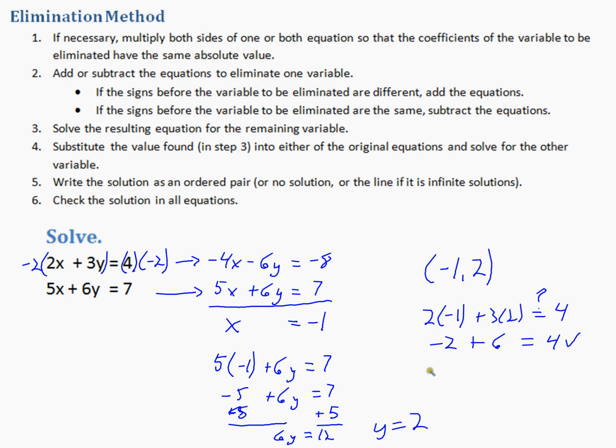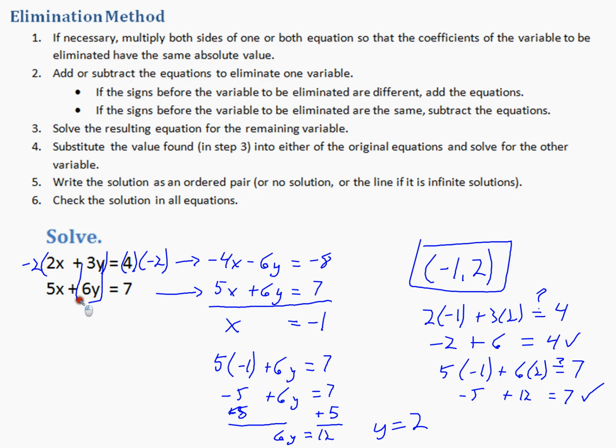Now putting it in the second one, 5 times x, which was -1, plus 6 times 2, putting 2 in for y. We want to check, does that equal 7? And this is negative 5 plus 12, and that does equal 7, so they both work. So this is our answer. And so in this one, we did have to multiply both sides by negative 2 in order for the y coefficients to be the same.